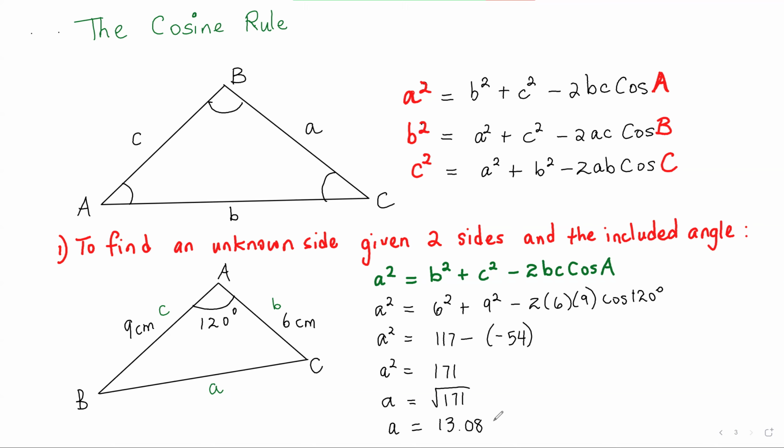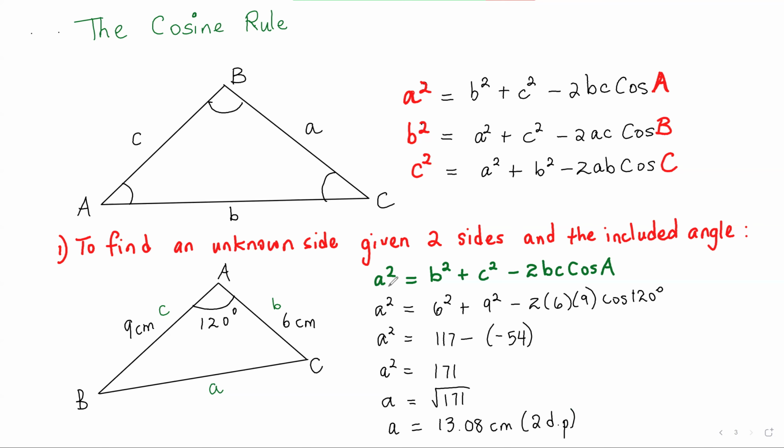13.08 centimeters, and this is taken to 2 decimal places. All right, I'm going to go through it again with you. So I need to find the missing side A in this triangle ABC. I know that I can use the cosine rule because the side that I am trying to find is opposite the included angle and two known sides. Once you have two known sides and the included angle, you can use the cosine rule.